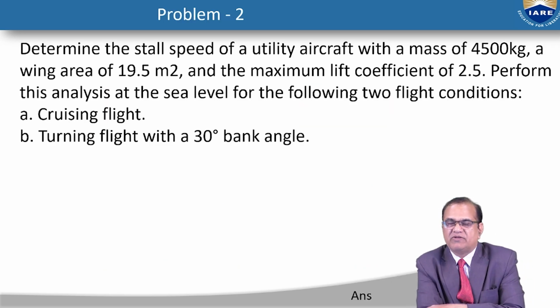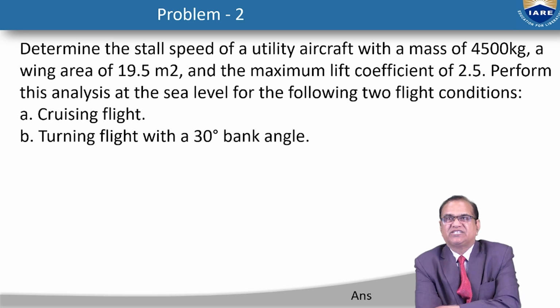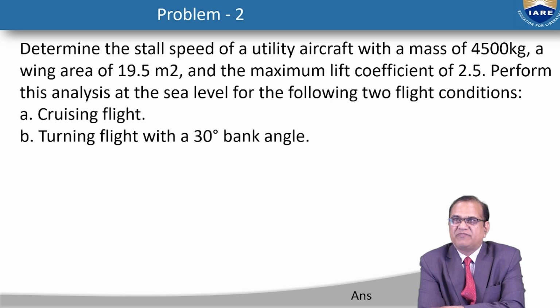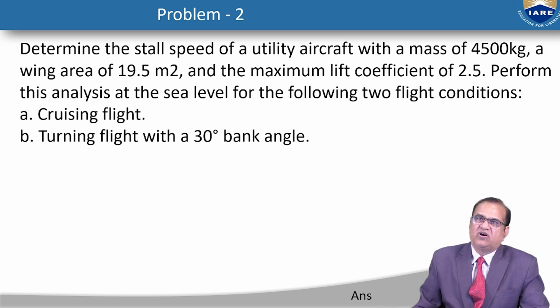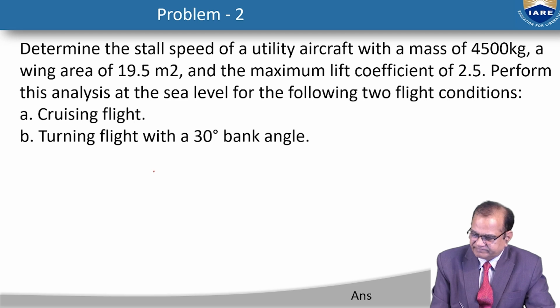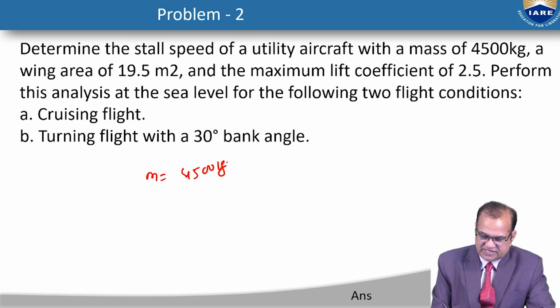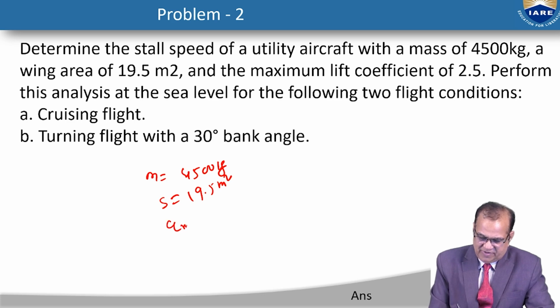Now we will go for the next problem. Determine the stall speed of a utility aircraft with a mass of 4,500 kg, a wing area of 19.5 meter square, and the maximum lift coefficient of 2.5. Perform this analysis at sea level for the following two flight conditions: cruising flight and turning flight with a bank angle of 30 degrees. So here the mass is given, 4,500 kg. Area S is 19.5 meter square. CL maximum is equal to 2.5.